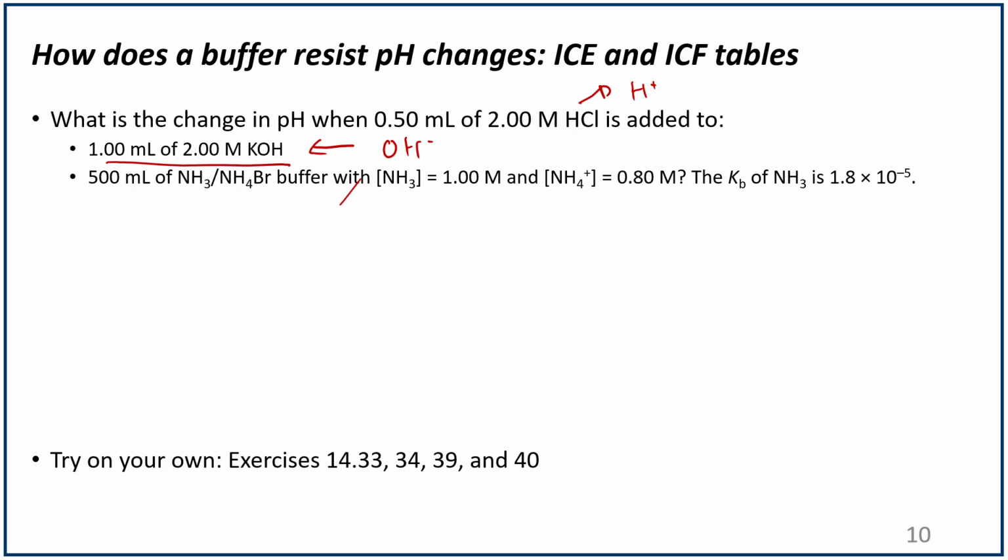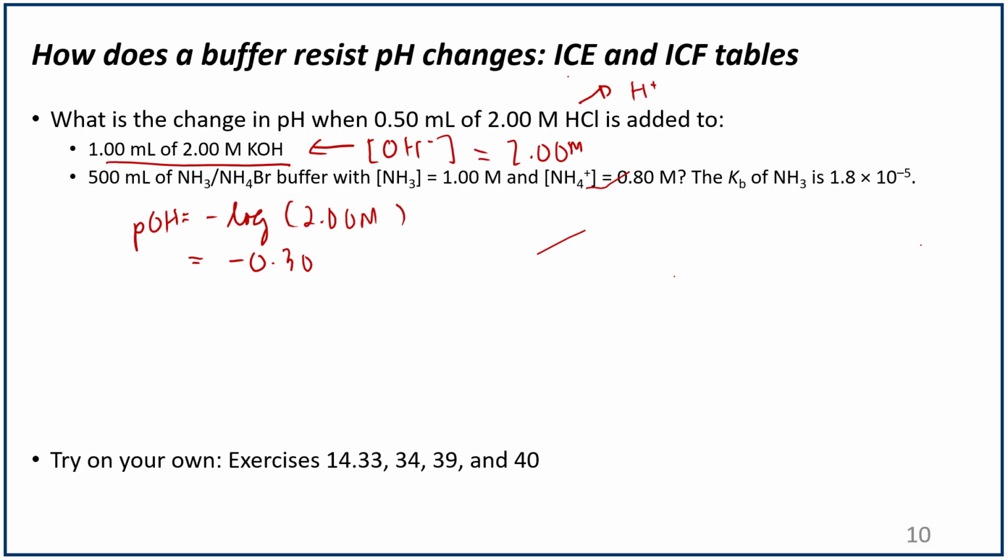to determine the pH of this solution before we add HCl, remember that pOH is equal to negative log of 2 molar. 2 molar here, remember, is the concentration of OH as well. So from that, we're going to get negative 0.30, which just means you have a pH of 14 minus negative 0.30. It's equal to 14.30. Good.